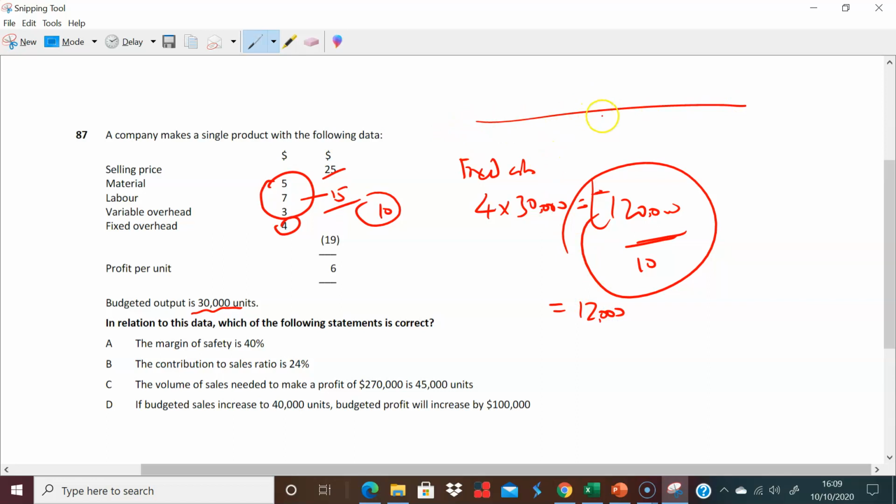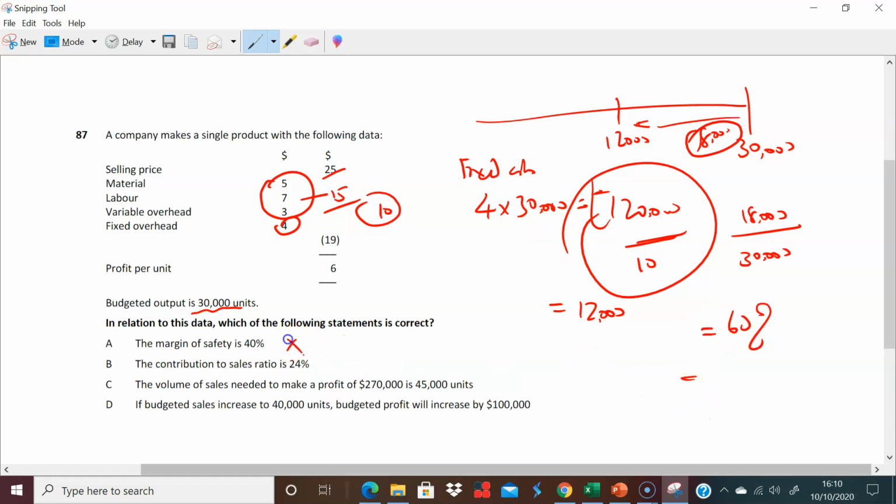So let's look at margin of safety. My break-even is 12,000. You're telling me your budget is 30,000. So technically, your budget can fall by 18,000 before we reach break-even. So my margin of safety is 18,000 divided by 30,000, which is equal to 60%. So therefore, this one is wrong.